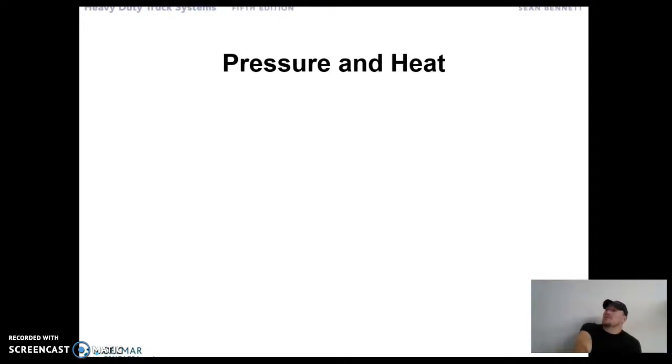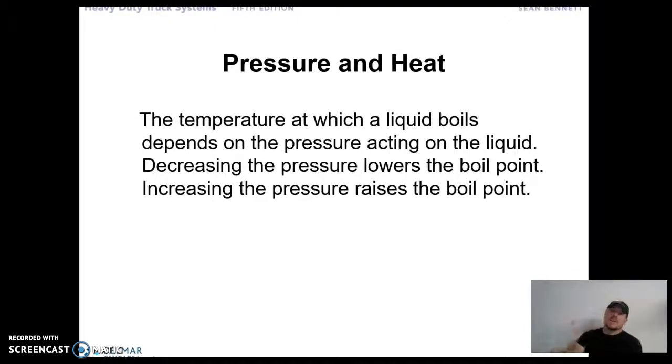All right, so pressure and heat, pressure versus heat. I'm sure some of you have heard this before. The more pressure you're in, the less chance of something is to boil. So if you're up in the mountains, you've got a lower atmospheric pressure, right? So water's supposed to boil faster.